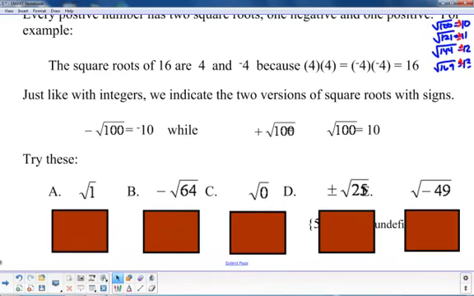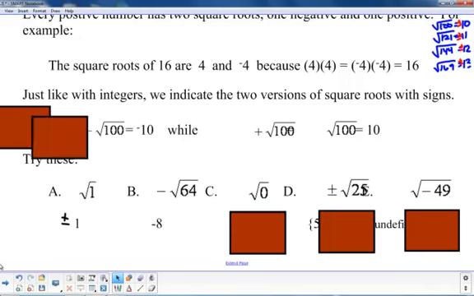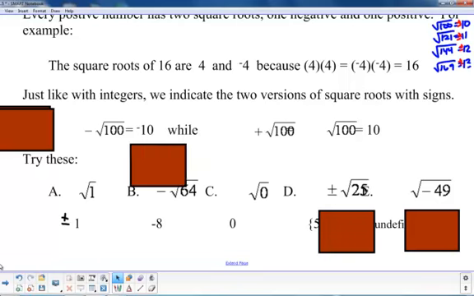Okay. If there's a negative out front, the whole thing is negative. If there's a positive out front, the whole thing is positive. So the square root of 1, what do you think it is? 1. You could actually put plus or minus 1 here, since there's nothing out front. Negative 64, negative 8. Has to be negative because of the negative out front. 0 is just 0. 0 doesn't need a positive or a negative.